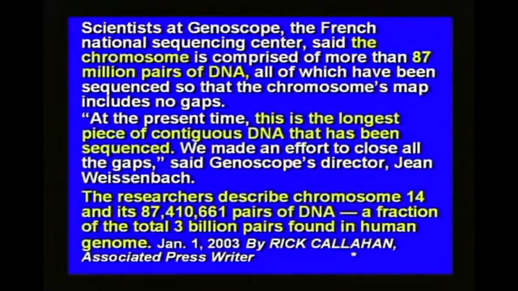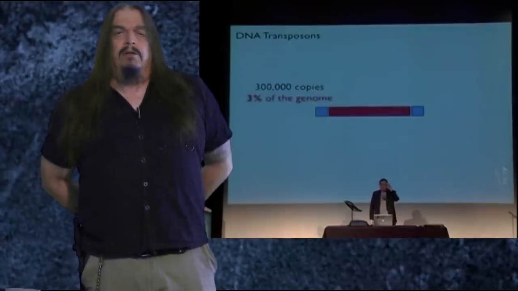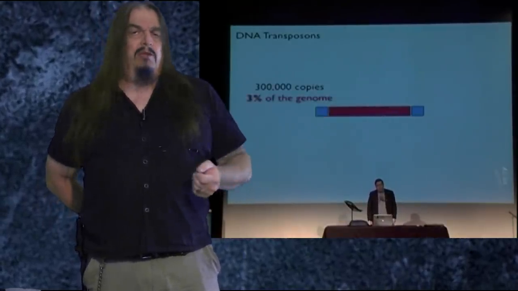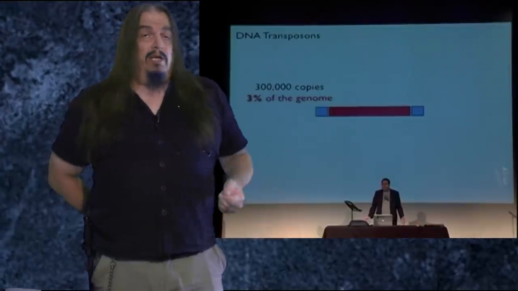87 million pairs, a fraction of the total 3 billion pairs found in the human genome. They still don't know how much there is in there, and it's already a 7.7% difference. I'll include another link below to this other presentation by a developmental biologist explaining exactly what the majority of our genome is already known to be.